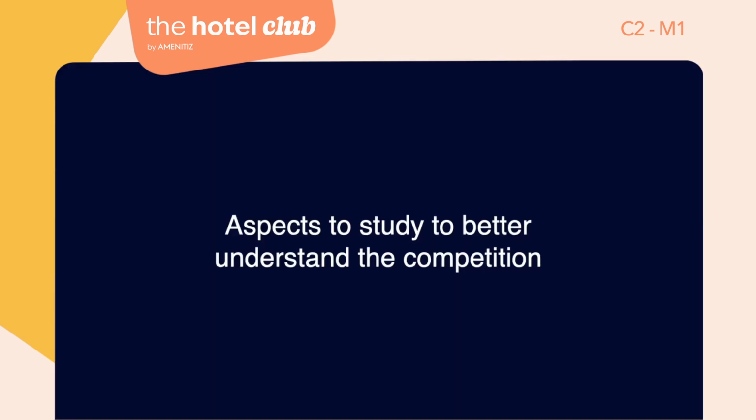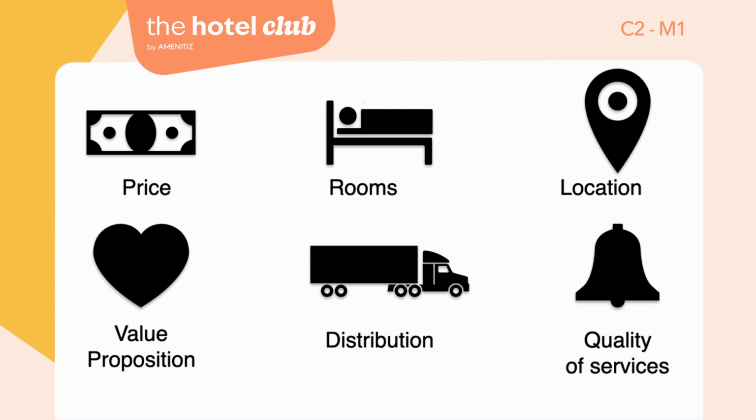So now that we have our list of competitors, what are we going to look at specifically in order to figure out how to get the best out of them? When you are benchmarking, maybe the most important thing to ask is how customers would compare your hotel with others. I mean, it's your business, but just to state it plain, the most crucial factors for consideration are price, rooms, level of service, location, distribution channels, and value proposition.